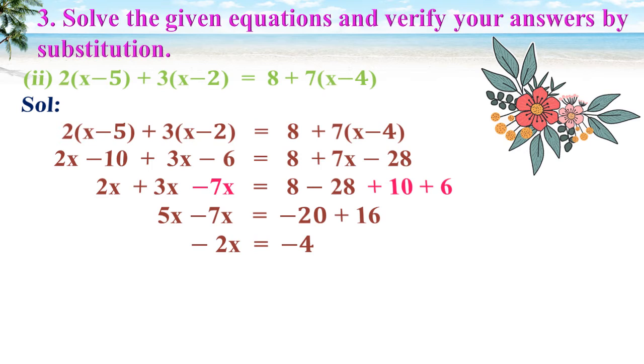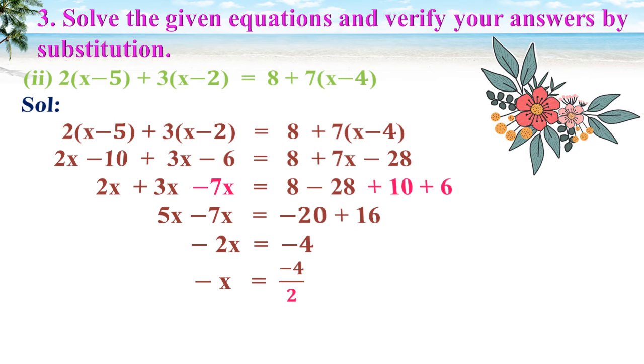5x minus 7x minus 2x is equal to minus 20 plus 16. Different sign, subtract and put the greater number's sign. So minus 4. Minus 2x is equal to minus 4. Now minus x is equal to minus 4 by 2, because the opposite of multiplication is division.